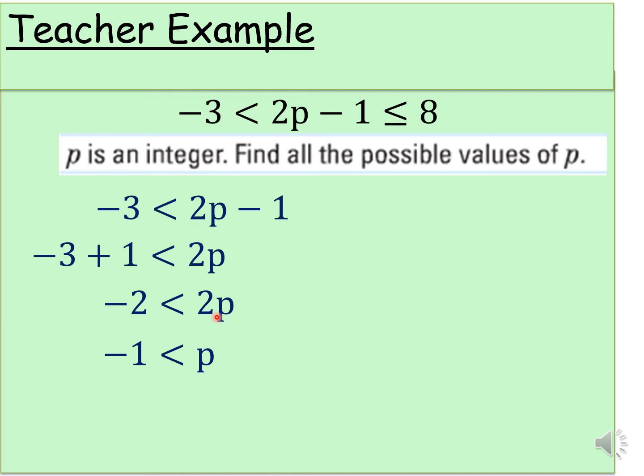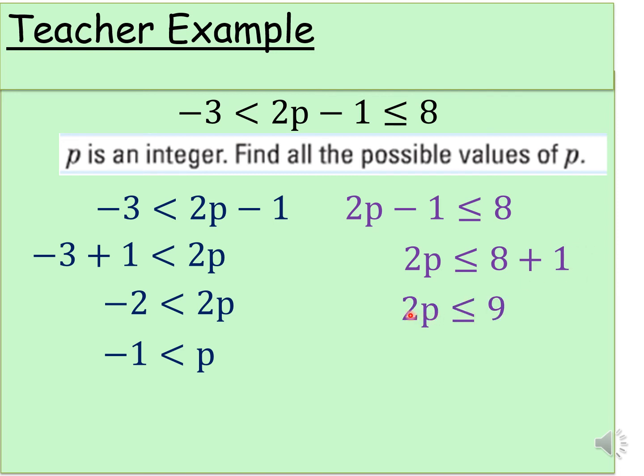Now, the second step is to ignore the lower limit this time, and focus on the middle part and the upper limit, like that. Now, solve this part. The first thing is to get rid of the minus 1, so you add 1 to both sides. You're going to get 2p is less than or equal to 8 plus 1. Simplify that, 8 plus 1 is simply 9. And then we need to divide both sides by 2. You get p is less than or equal to 4.5.